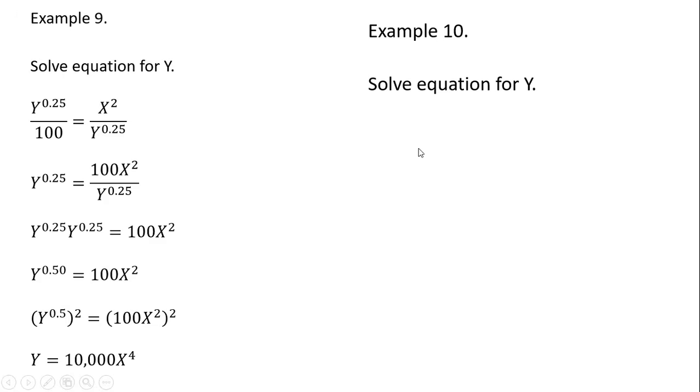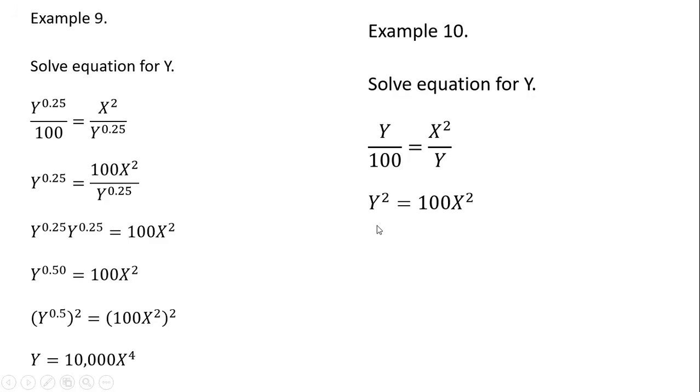Example 10, another equation we want to solve for y. Here I did this in two steps. I multiplied everything through by 100. So the 100 cancels on the left-hand side, but now the 100 appears on the right-hand side. Then I multiplied everything through by y. So y times y on the right-hand side will get rid of the y term, but y times y on the left-hand side is y squared.